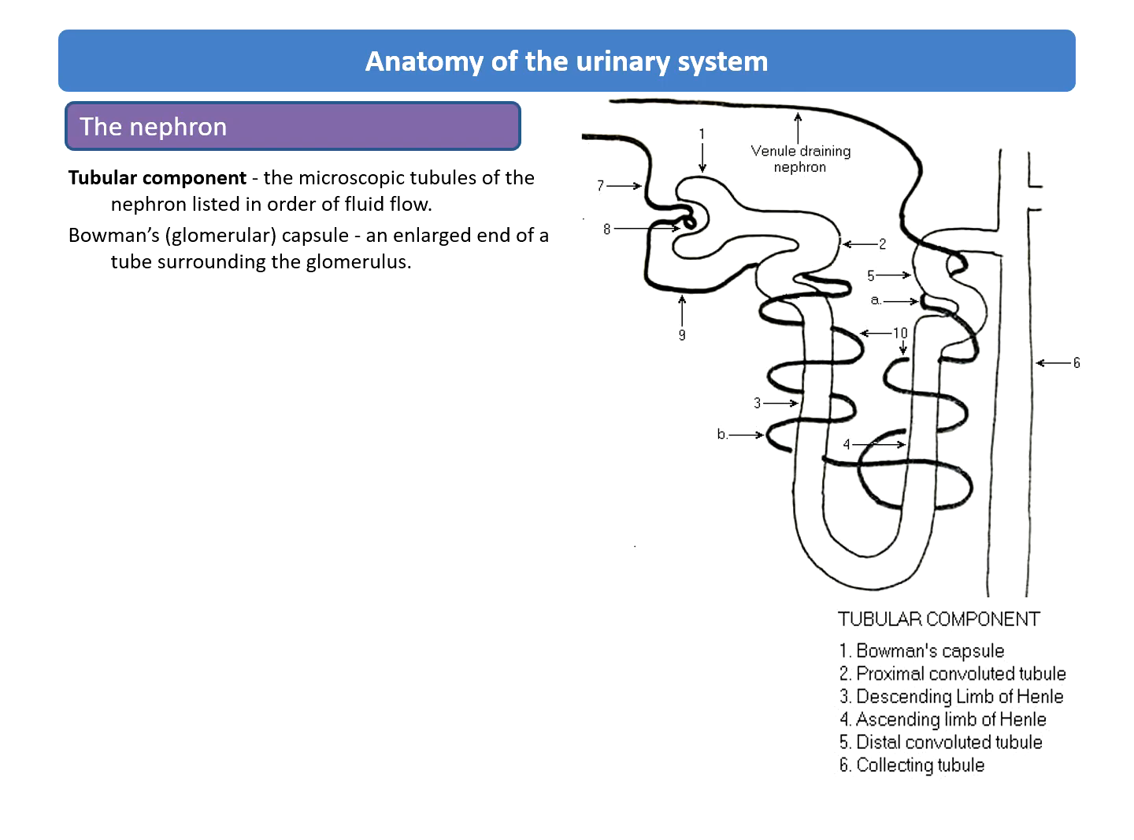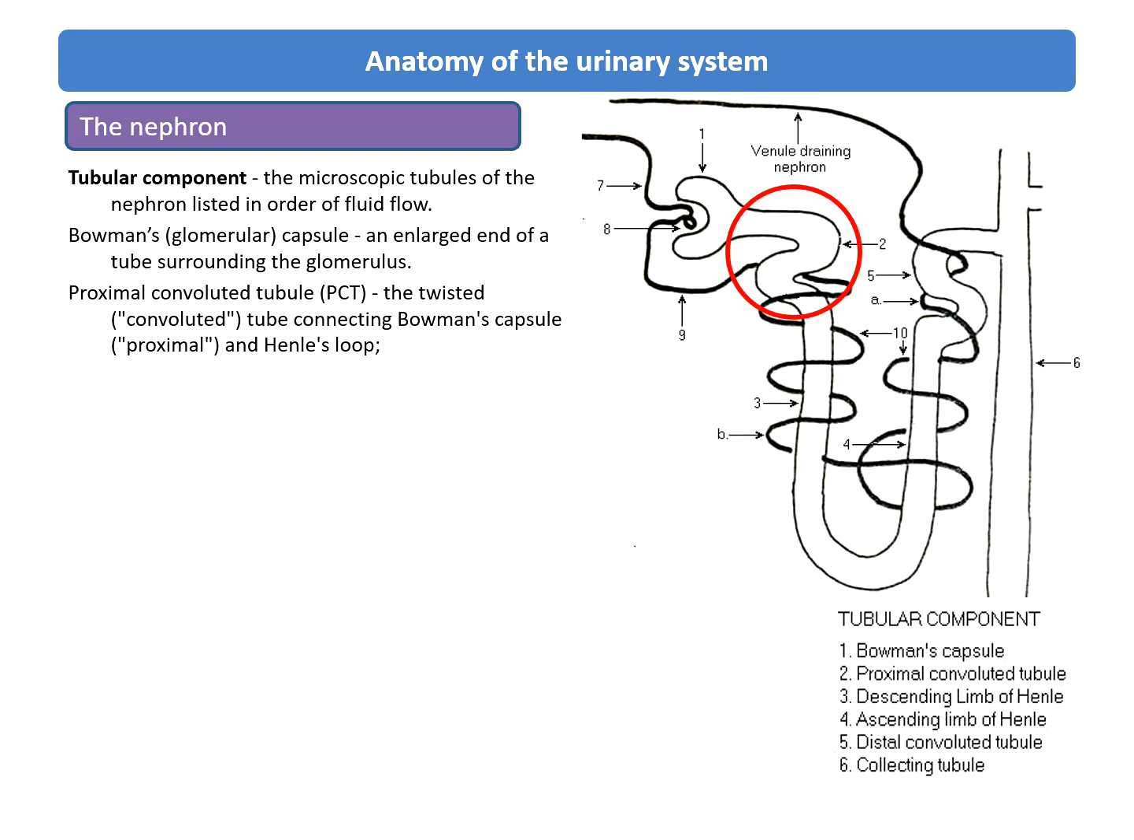There's the Bowman's capsule, or glomerular capsule. It's an enlarged end of the tube surrounding the glomerulus. The proximal convoluted tubule, PCT, is a twisted tube connecting the Bowman's capsule and Henle's loop. Now notice the name. Proximal, meaning close to the Bowman's capsule, convoluted, meaning twisted, and tubule. The Henle's loop, or nephron loop, is a curved tube connecting the proximal convoluted tubule and the distal convoluted tubule.